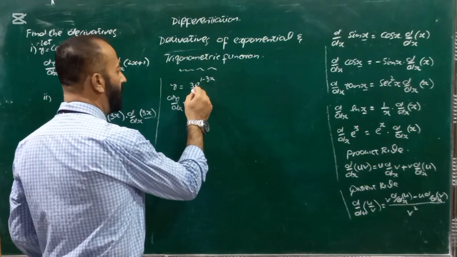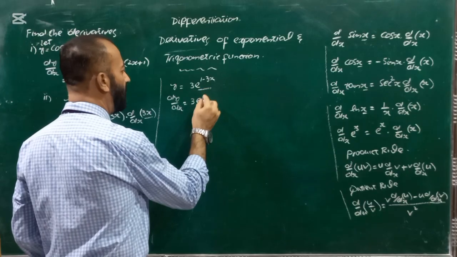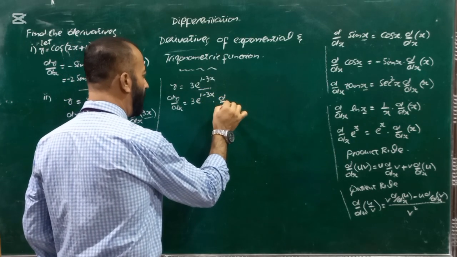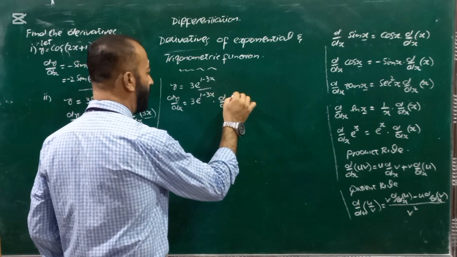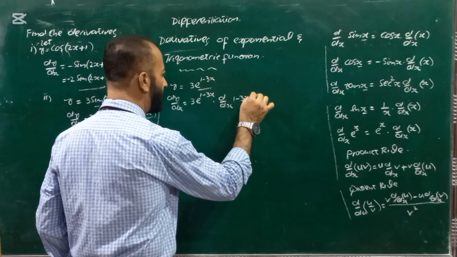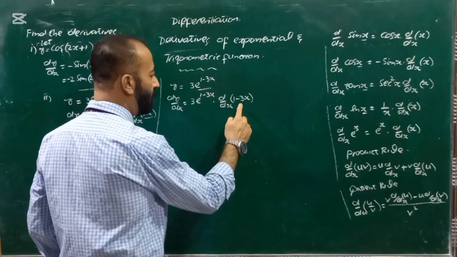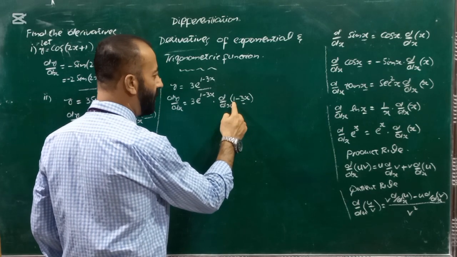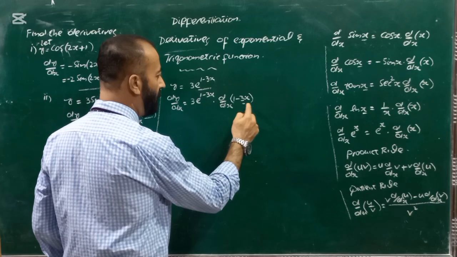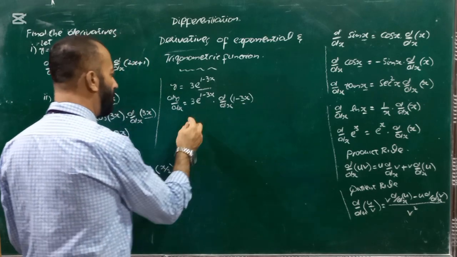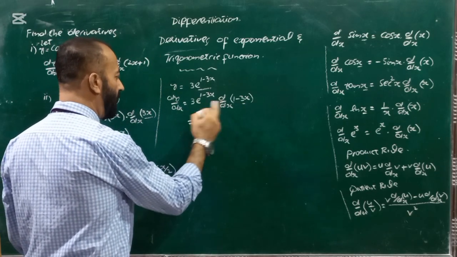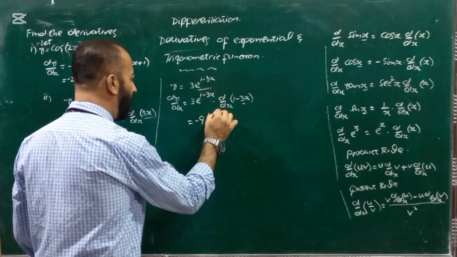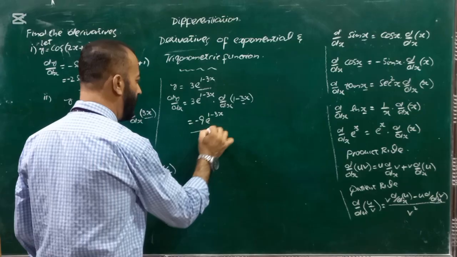So look now, first this whole factor will remain as it is, and into we have to take the differential of power, that is 1 minus 3x. And now the differential of 1 minus 3x will be minus 3 because 1 will be 0 and minus 3x differential will be minus 3. That minus 3 will come before. So minus 3 into 3 will be minus 9 e raised to power 1 minus 3x is the answer.